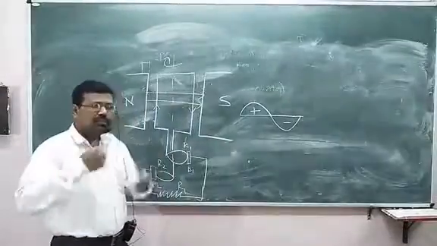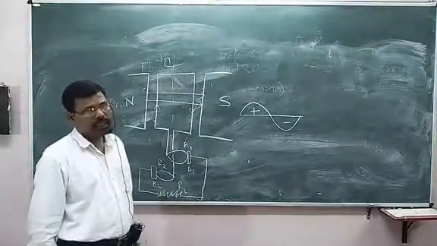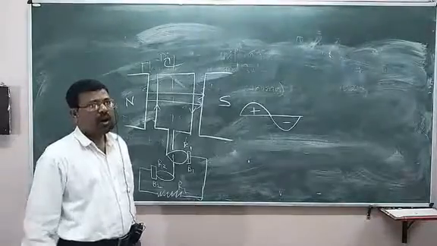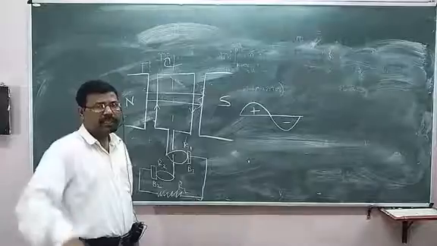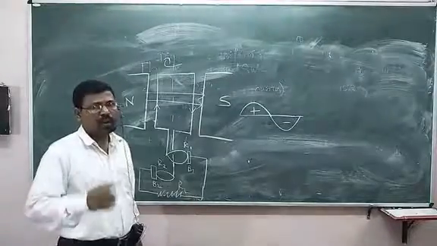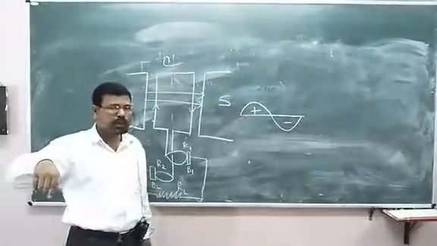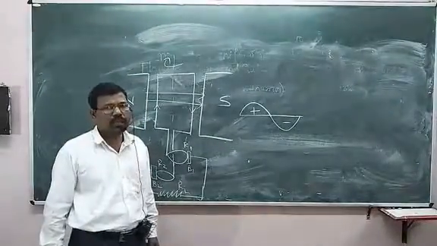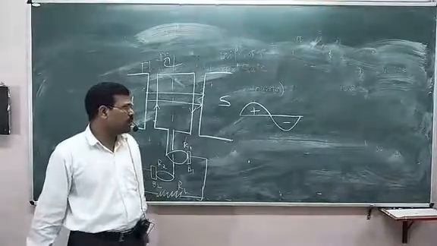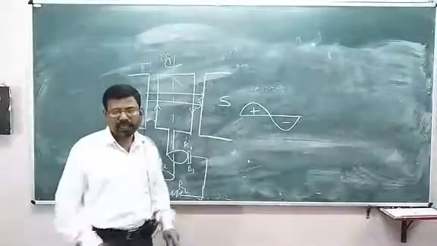So, after every half rotation, the direction of the induced current changes. Or in one complete rotation, 2 times the direction of the current changes, clockwise and anti-clockwise. The clockwise current is taken as positive cycle, anti-clockwise current is taken as negative cycle, or vice versa. Fine. So this type of current is known as AC current.